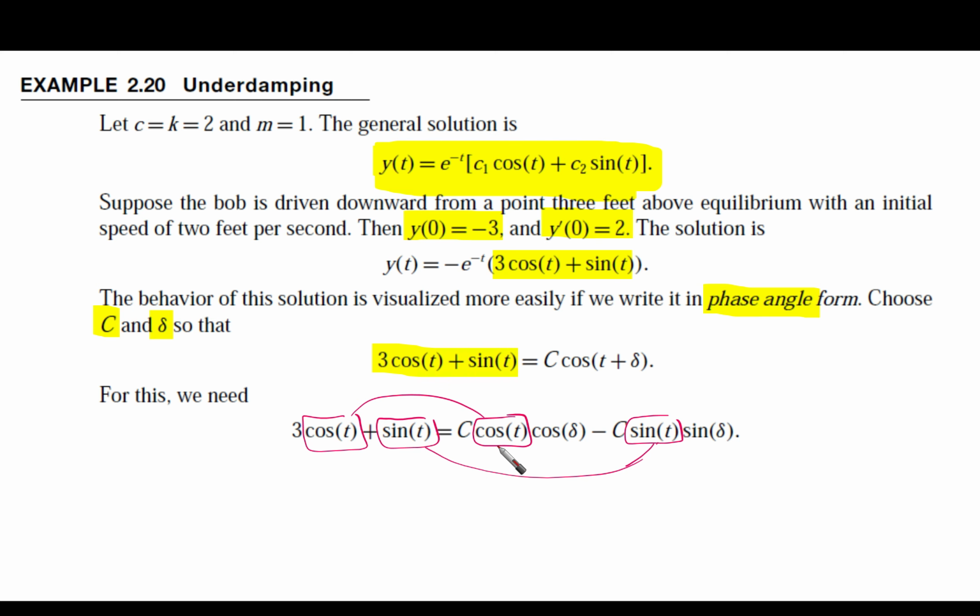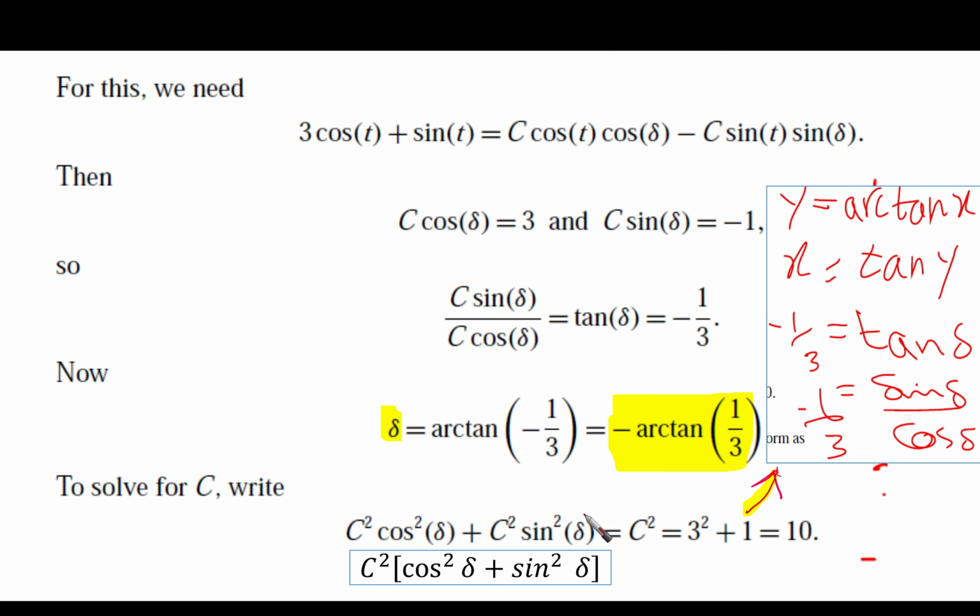So we have here in the first term cosine t, and the second term is sine t. If you look to the right hand side, you're going to find that we have cosine t, which is similar to this. This means that the two coefficients here, c and cosine delta, must equal 3, right? And the second term on the left hand side, it's sine t. It must equal this second term because it has sine t here. So this means that minus c times sine delta should equal what? 1, right? This is what I'm going to write down in the next one.